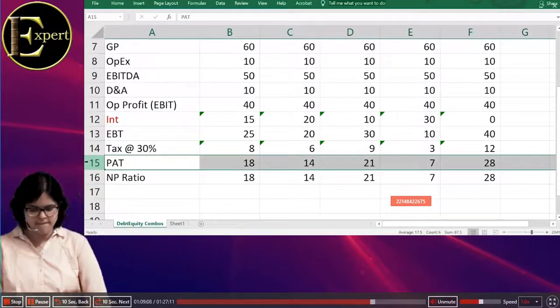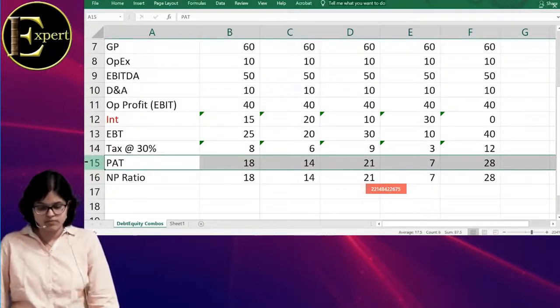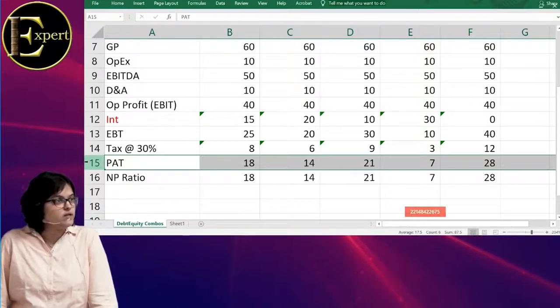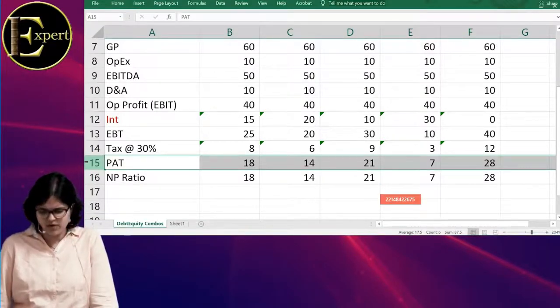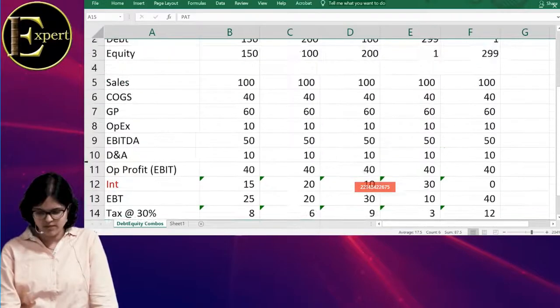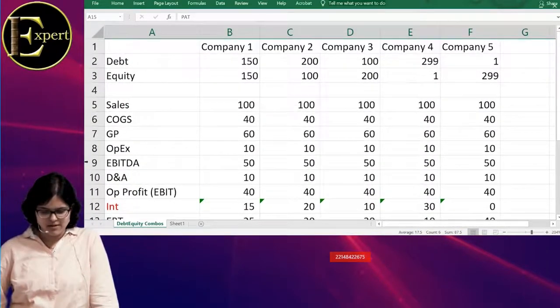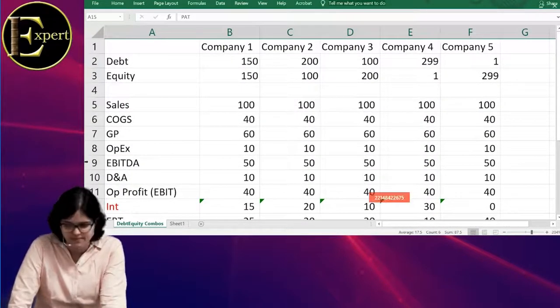Okay. अब आप बोलेंगे सबसे अच्छा प्रॉफिट किधर मिल रहा है? देखो, कंपनी 1 2 3 4 5. Which company? Best profit is 28. And which is this company? You are going to get a shock. Debt free company. सबसे ज्यादा. Wait.